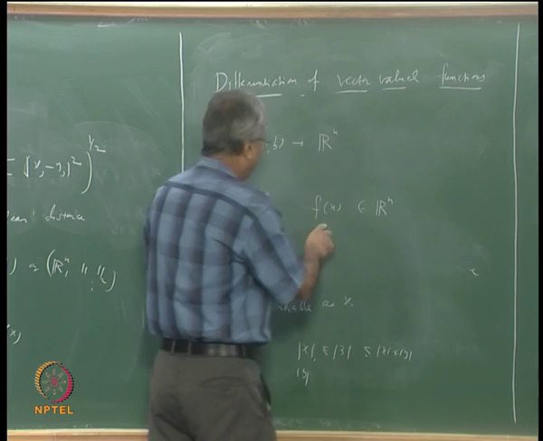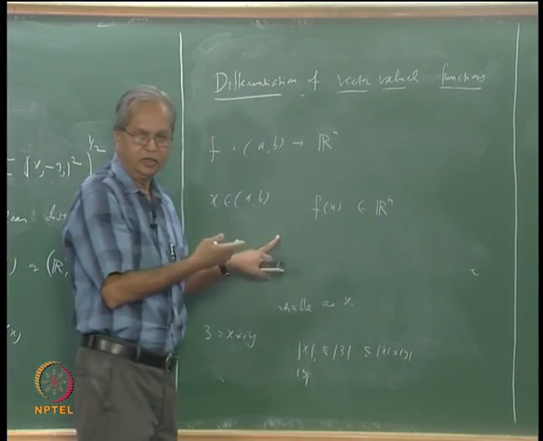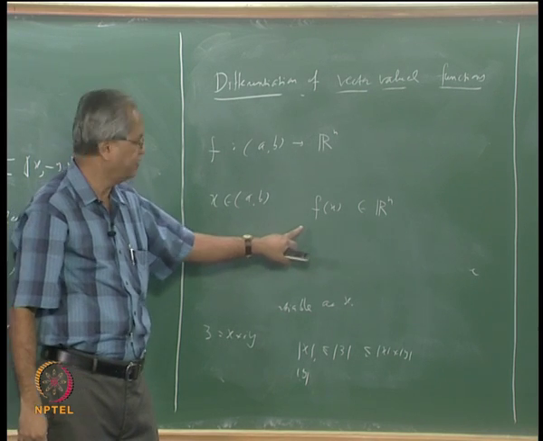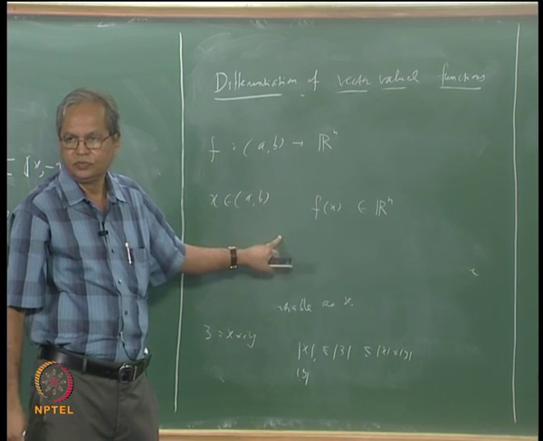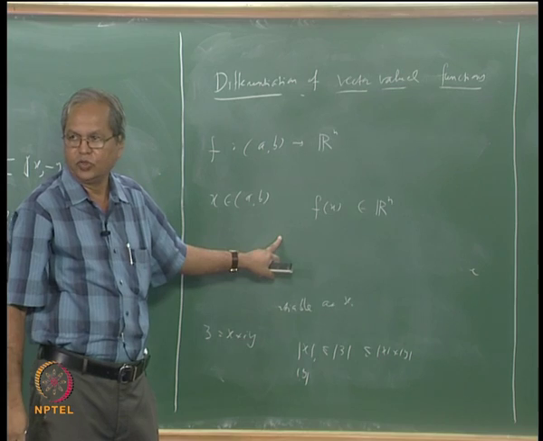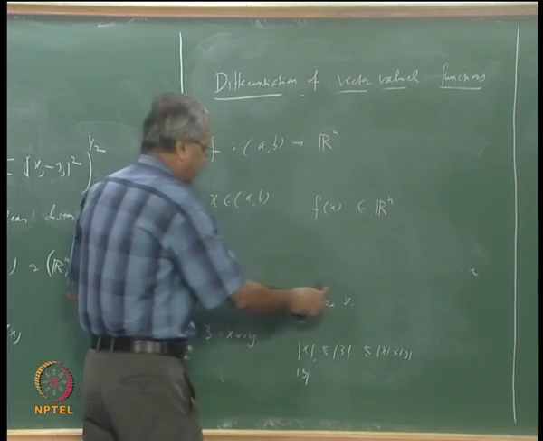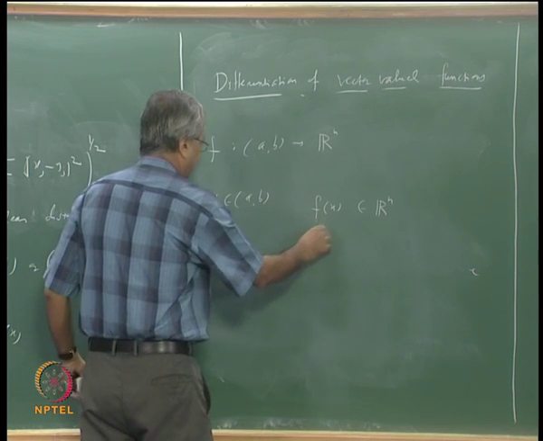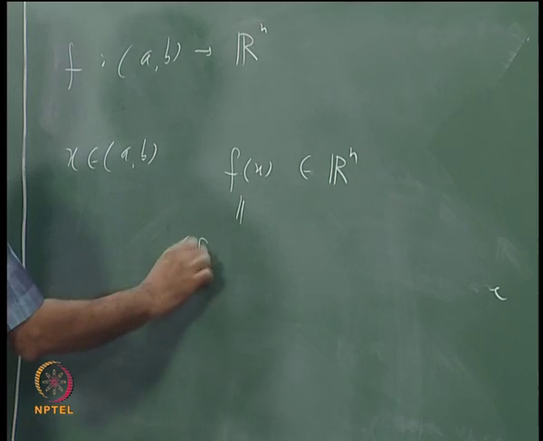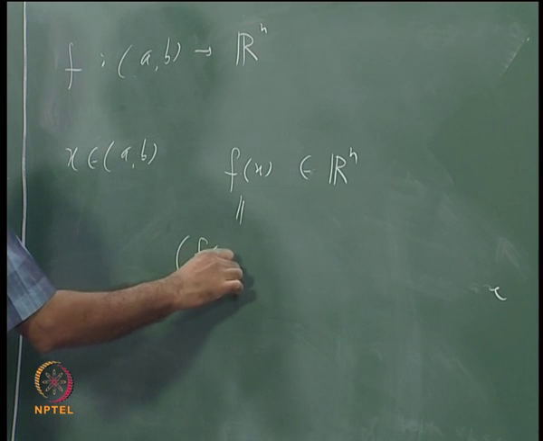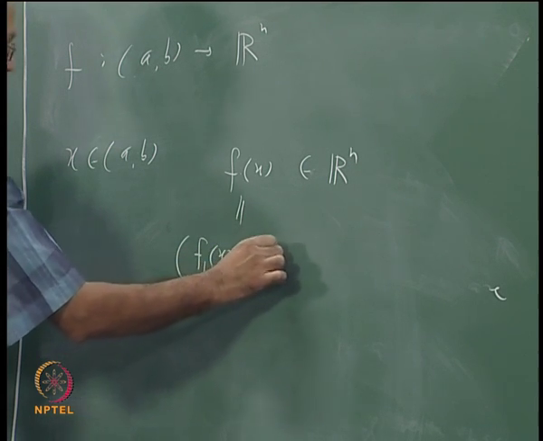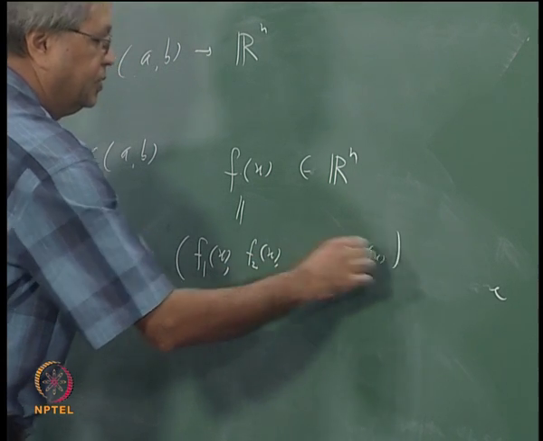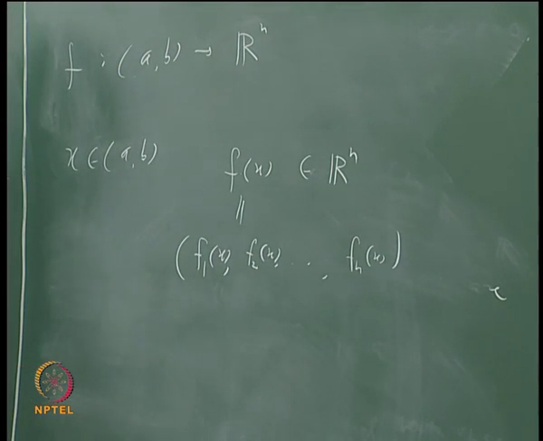Now if it is a member of Rn, what is Rn? Rn consists of n tuples of real numbers. That means this f(x) will have n components. Suppose I call the first component f1(x), the second component f2(x), and the nth component fn(x).